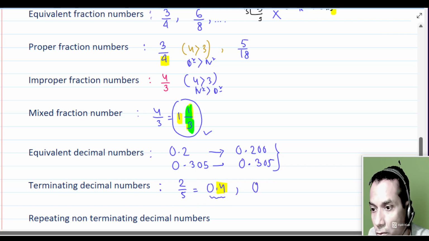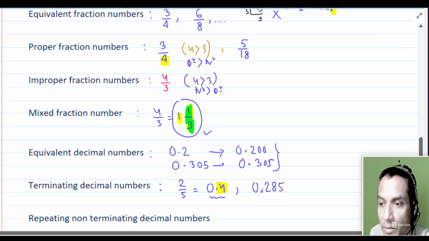So if I tell you 0.285, it is also a terminating decimal. Correct? Done.